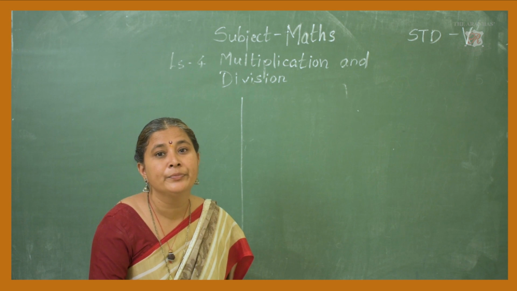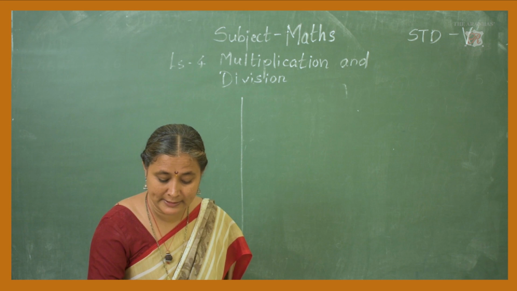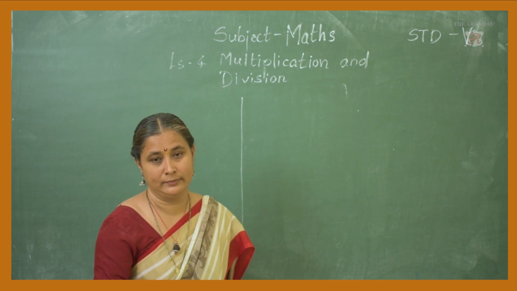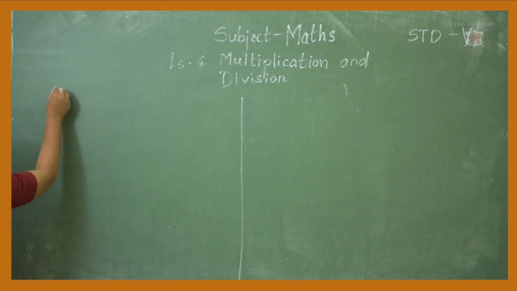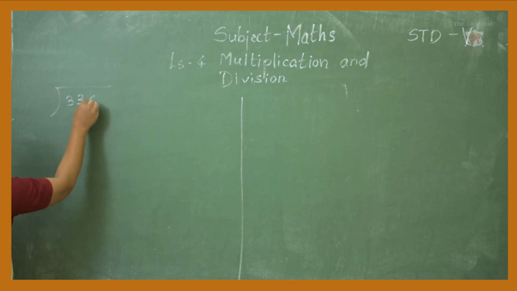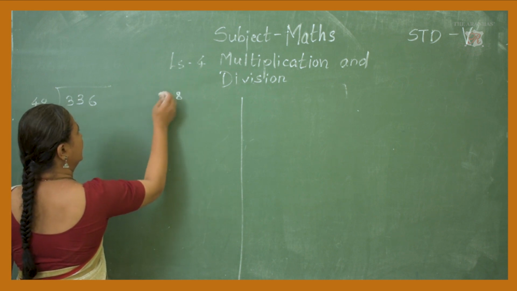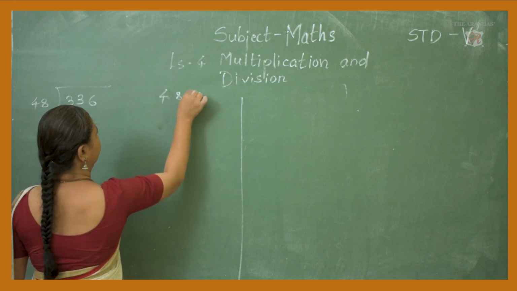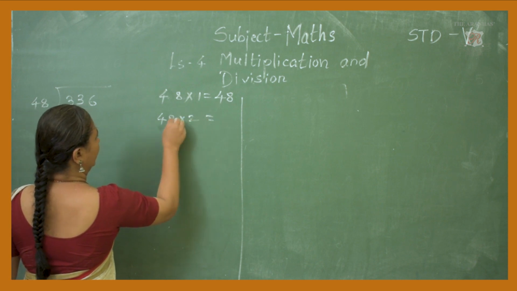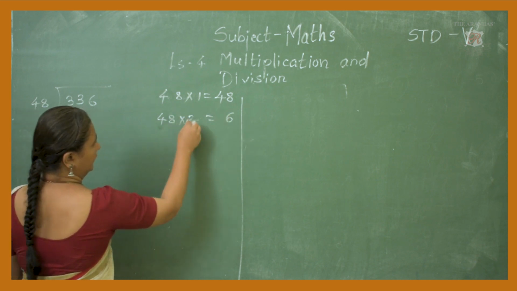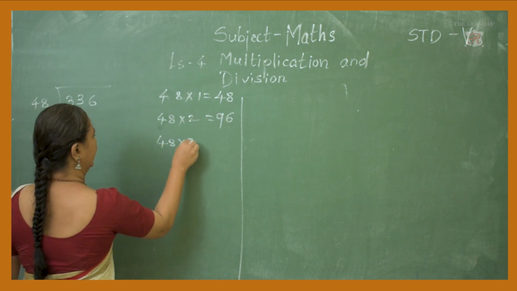So what we have to do? We have to do the division. We have to divide 336 by 48. Okay. So 336 divided by 48. Do the table of 48. 48 ones are 48. 48 twos: 2 eights are 16, 6 for answer, 1 carry. 2 fours are 8. 8 plus 1, 9. 48 into 3.